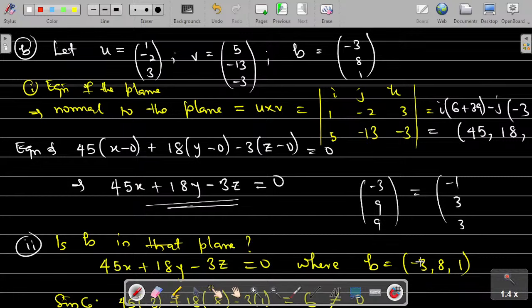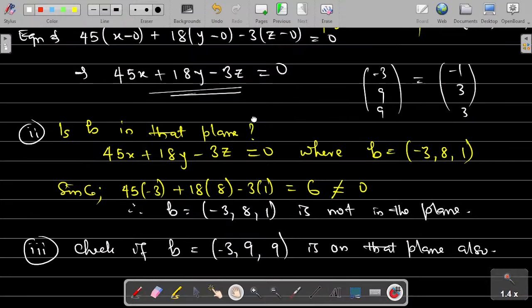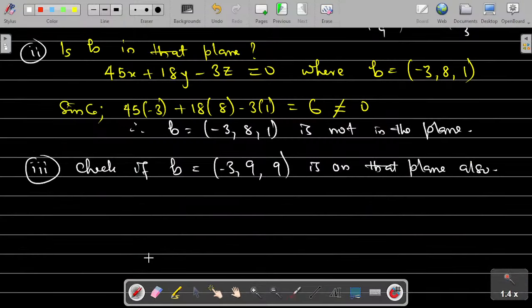Okay, and then is it possible to produce a linear combination of u and v using this? You can check if that is possible. But first of all, let's try the other approach that I used in the other one, where we did 45 times minus 3 plus 18 times 9 minus 3 times 9. Let's see what that is going to give us.